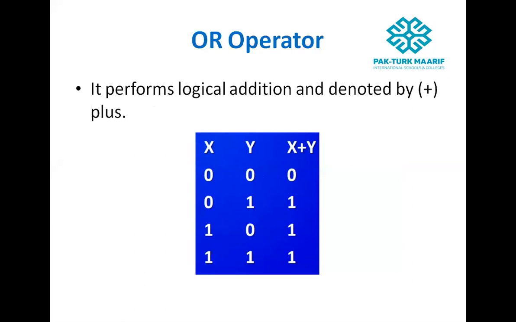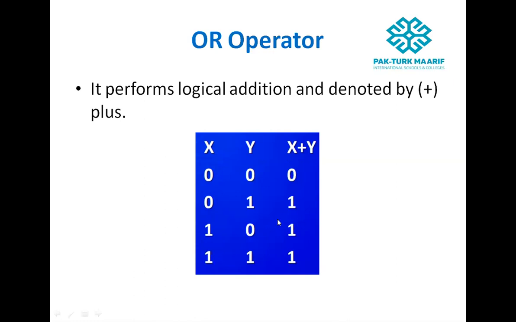Second operator is OR operator. It performs logical addition. Logical addition here means that the result will be either true or false, either 0 or 1, and it is denoted by plus sign. So now there are two operators, X and Y, and we want to OR it. You want to add it. So now these are the possible combinations because there are two variables. So there will be 4 possible combinations, and you know the values: 0 0, 0 1, 1 0, 1 1.